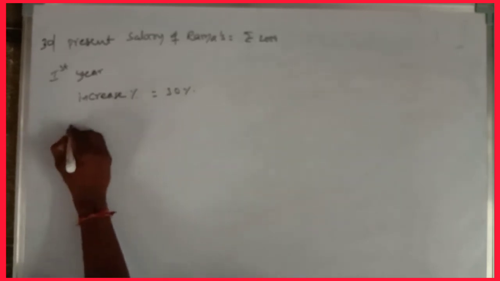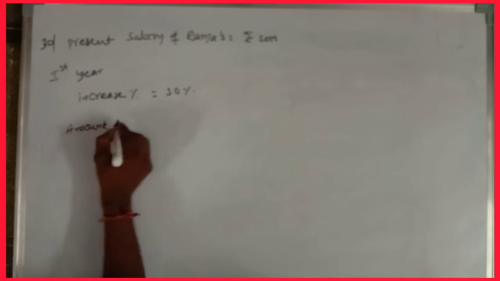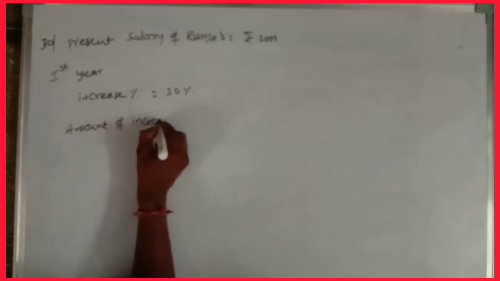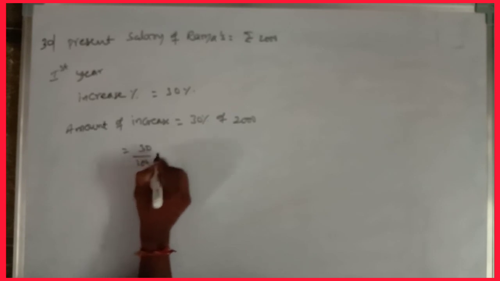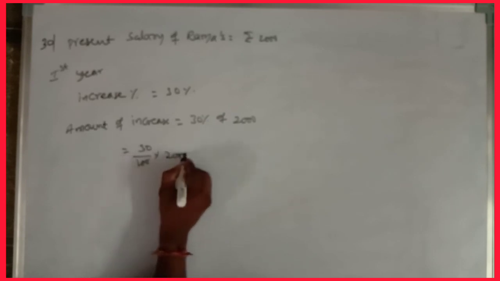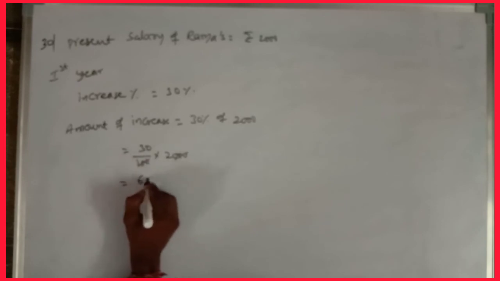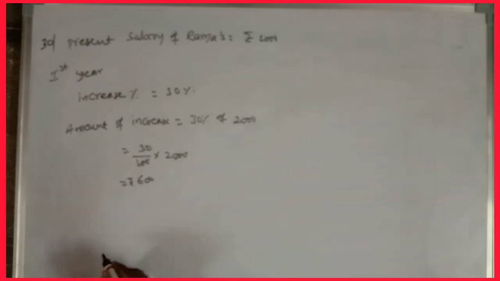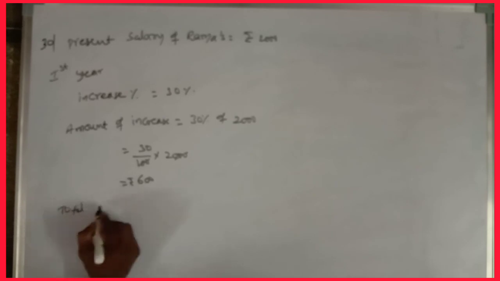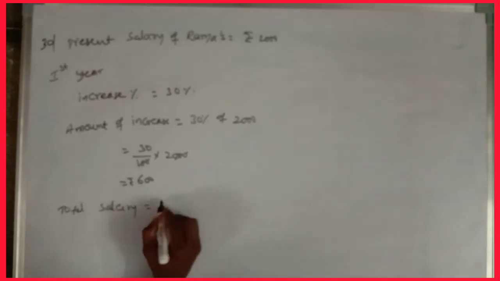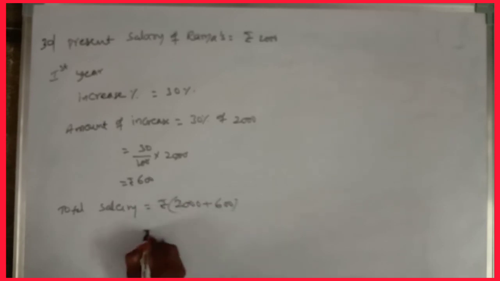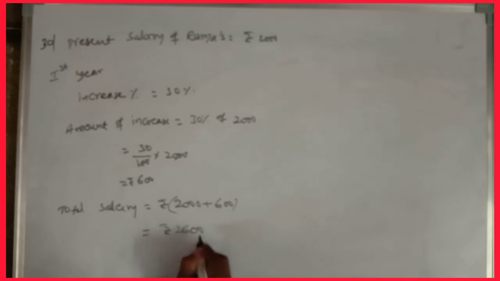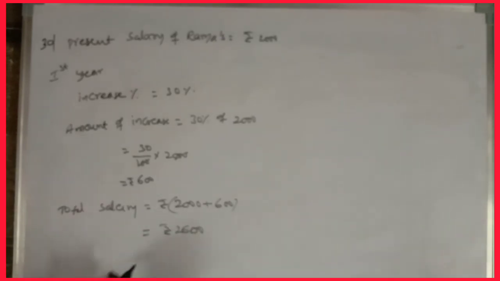Now amount of increase is equal to 30% of 2000. That's equal to 30 by 100 into 2000. So 2 zeros will be cancelled. 30 into 20 is 600 rupees. 600 rupees is the increment. Now total salary is equal to rupees 2000 plus 600 is equal to 2600 rupees. Okay, this is for the first year after increment.